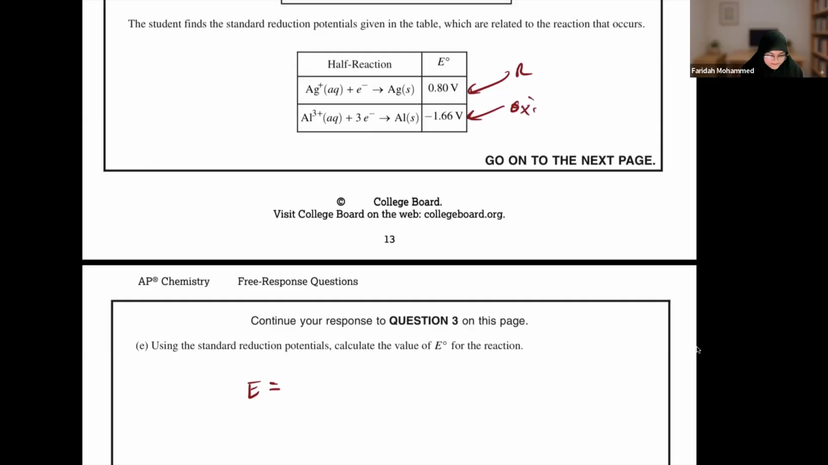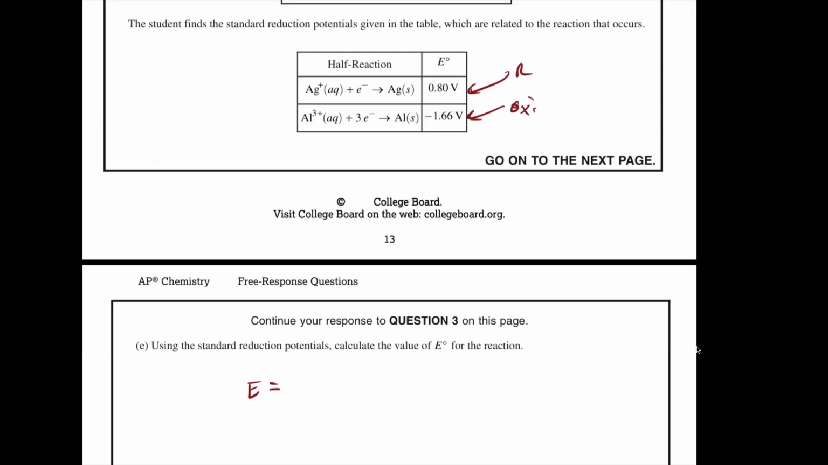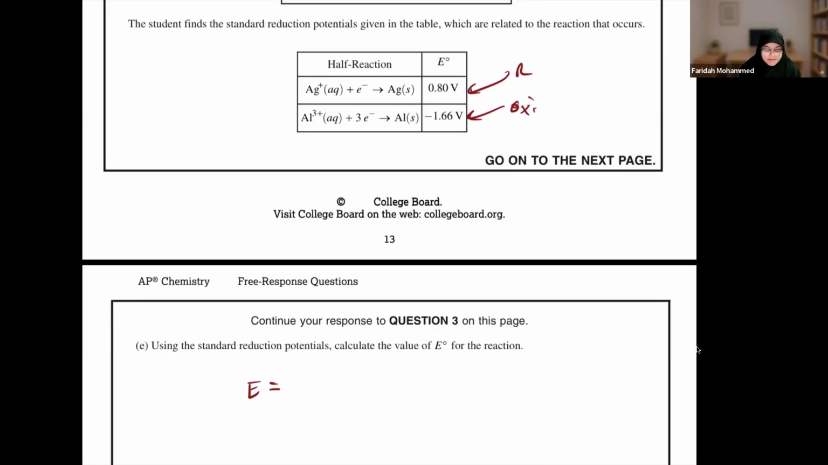Yes, Anvika? I'm just letting you know that Tisha got kicked out of the Zoom, but she'll be back, I think. Okay.